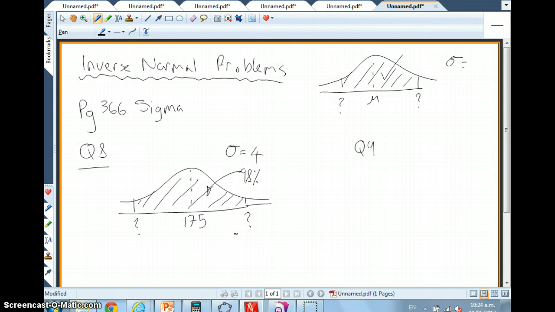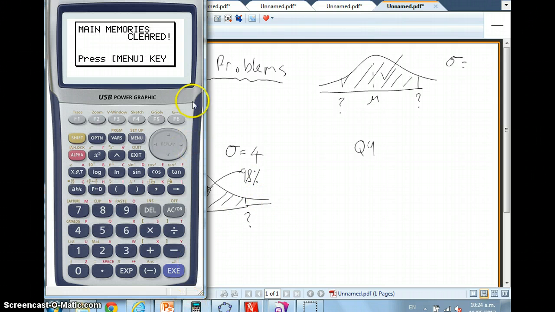Now, give me a wave if you have a green calculator. Okay. For the green calculators, it's a slightly different process. If you have a green calculator, you need to put in the area to the left. So you always put in the area to the left. If you have a later model, the dark blue calculator, you have a button on there that says middle, and you can just put in the 98%.